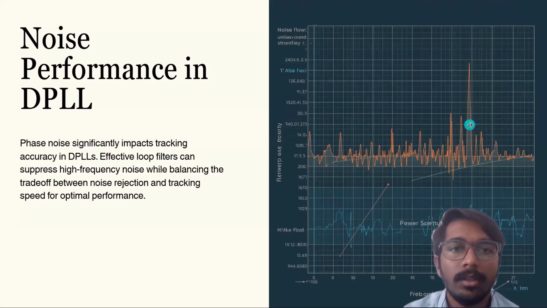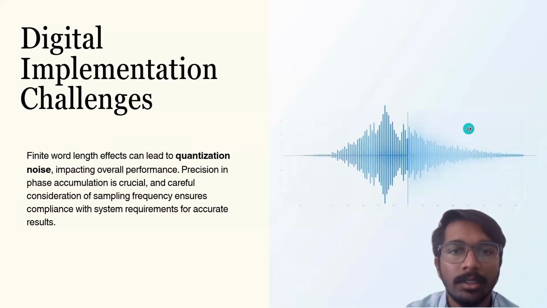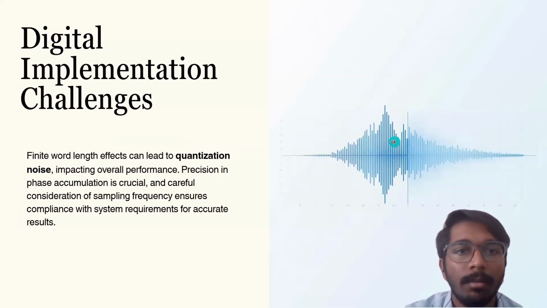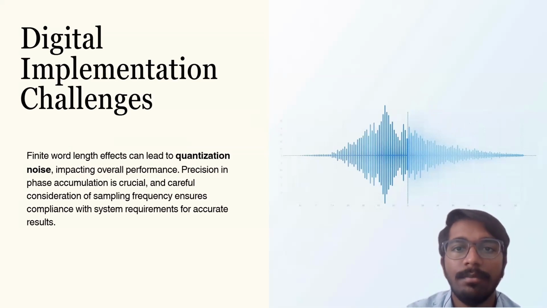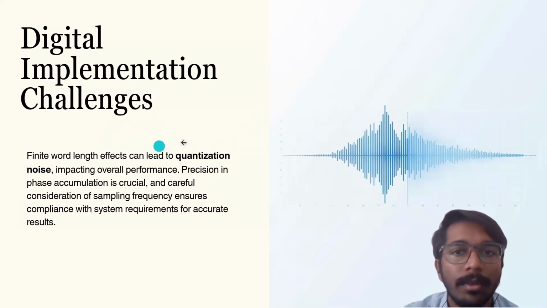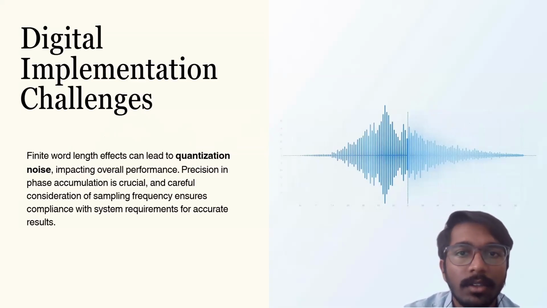Now let us look at some important considerations in digital implementation of DPLL. Since DPLL is implemented in a digital processor, FPGA or microcontroller, it operates using finite word length arithmetic. This introduces quantization effects. For example, the phase accumulator in the NCO has a limited resolution. If the resolution is low, frequency accuracy reduces. Higher resolution improves precision but increases hardware complexity.